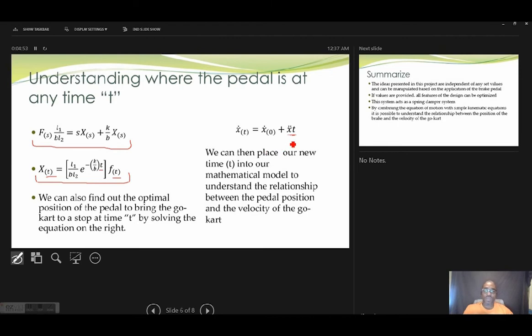So once we have these times t, we know that x dot is also equal to velocity. So if we set our x dot of time equal to 0, then we know exactly how long it takes for our braking mechanism to work, and we can begin to optimize our system by inputting different values and such.